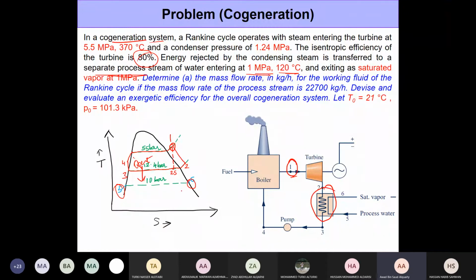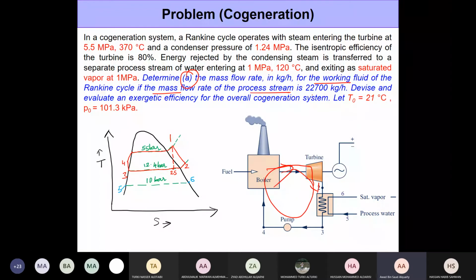Now for this specific problem, we need to do a couple of things. We need to first determine the mass flow rate for the working fluid. The working fluid is water here, but we're talking about the working fluid within the cycle, right? And the mass flow rate of the process stream, which again is water, the thing that's going in here, is 22,700. So this mass flow rate, m dot p, is given. We need to calculate the mass flow rate of the cycle. This is the first thing.